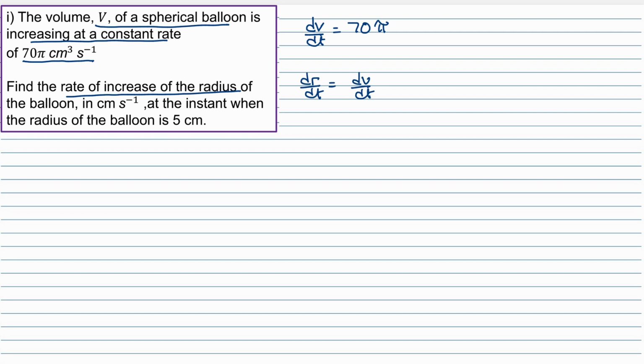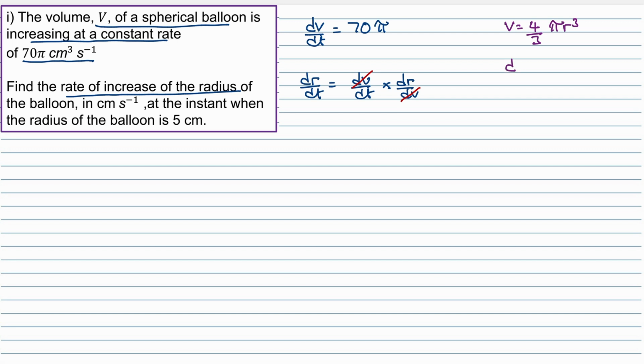So using the chain rule, if we have dV by dt, we need to think about what can we multiply this by to get dr by dt? Well, we multiply it by dr by dv, because can you see that these dv's will cancel, and we're left with dr over dt, which is what we have on this left-hand side. So we need to work out dr by dv. And we're told is a spherical balloon. Well, we know the volume of a sphere is 4/3 pi r cubed.